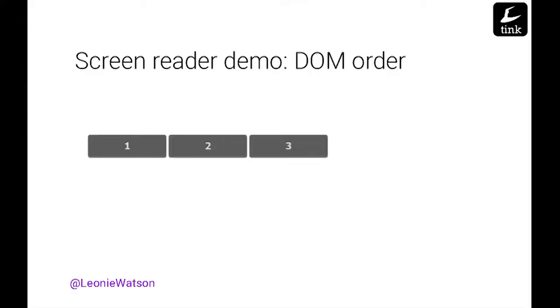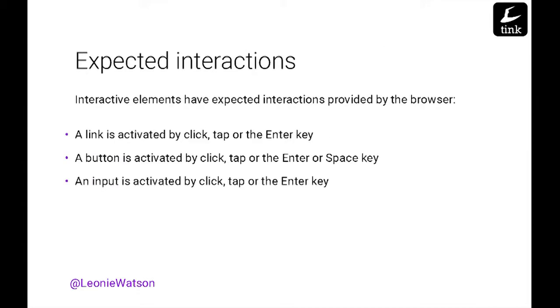So if we take 3 buttons in a horizontal line on screen, number 1, number 2, and number 3, and that's the order they appear in the code, that's also the order that someone who uses a keyboard will tab through them. Button 1, button 2, button 3. So it's really simple. From a keyboard user's point of view, the order we put elements into the code is incredibly important. That governs the order they're going to get through things.